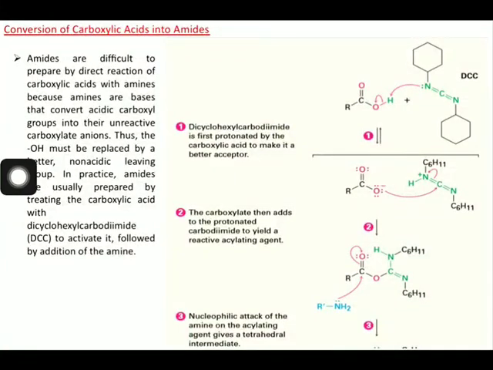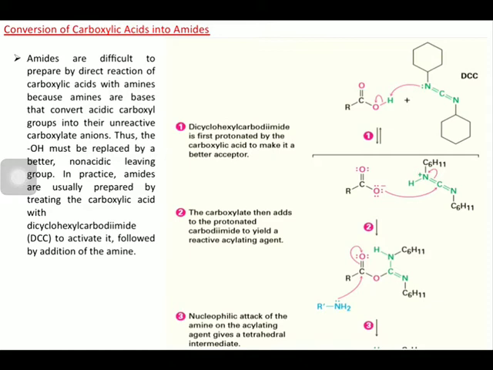Amides are difficult to prepare by direct reaction of a carboxylic acid with an amine, because amines are bases that take the acidic proton, the H of the OH, from the carboxylic acid functional group. The amine, being a base, converts the carboxylic acid to the carboxylate anion. This deactivates the carboxylic acid's reactivity.